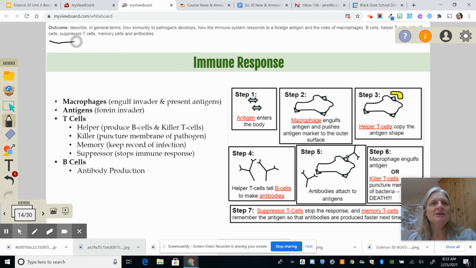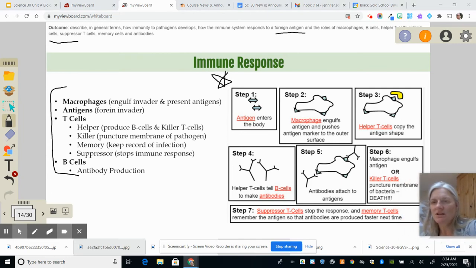And the outcome you can see: describe in general terms how immunity to pathogens develops, how the immune system responds to foreign antigens, and the roles of macrophages, B cells, helper T cells, killer T cells, suppressor T cells, memory cells, and antibodies. So make sure you know all those different cells and what they do. I have reviewed and listed them here. This is my favorite diagram still of the immune response. I just find it really nice and simplified compared to the textbook one, but feel free to use whichever one you like best.